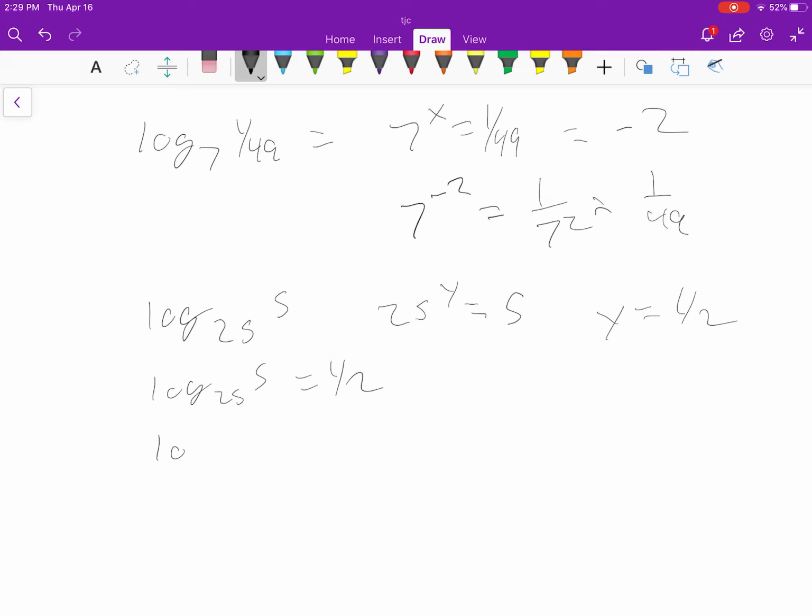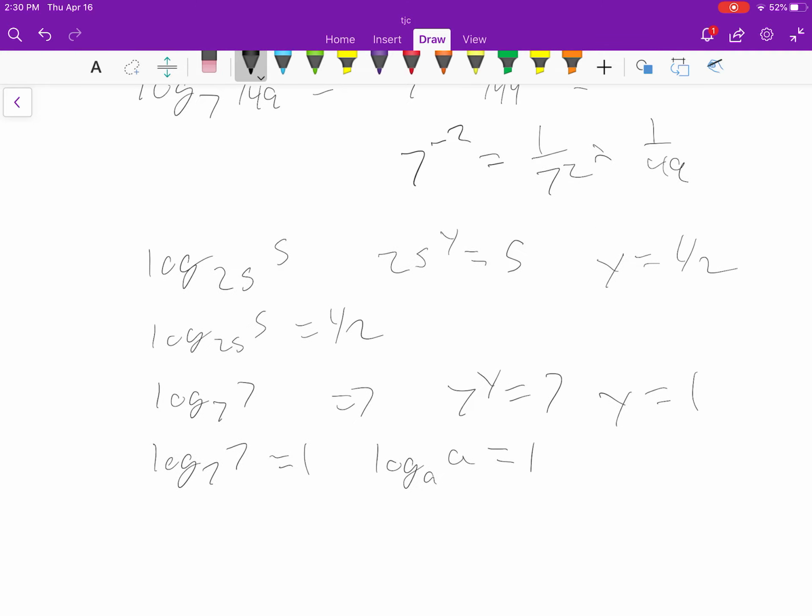A couple more examples. What about log base 7 of 7? Well, what are we solving here? We're solving 7 to the y equals 7. What's the value of y that makes this true? Well, that's going to be 1. So log base 7 of 7 equals 1. And in fact, log base a of a always equals 1. So anytime you have a base a and you're taking log base a of a, it's going to equal 1. So log base 10 of 10 equals 1, log base 3 of 3 equals 1, etc.